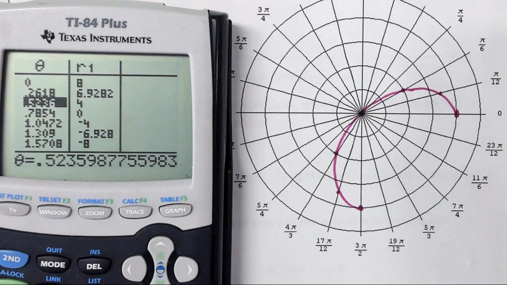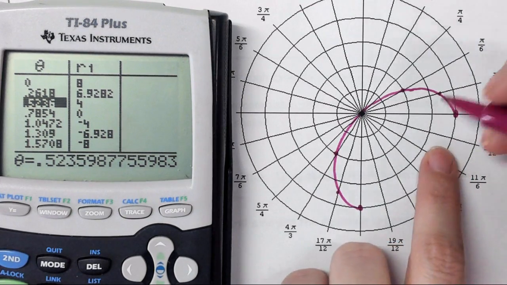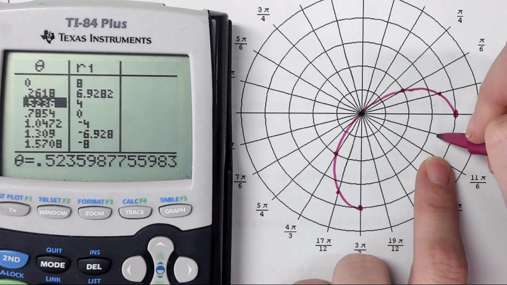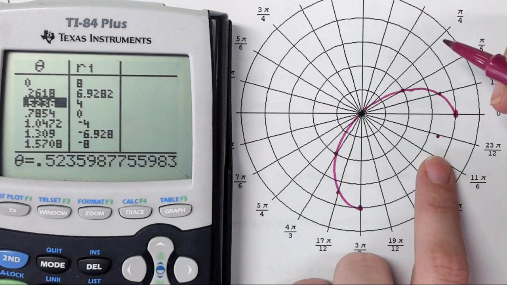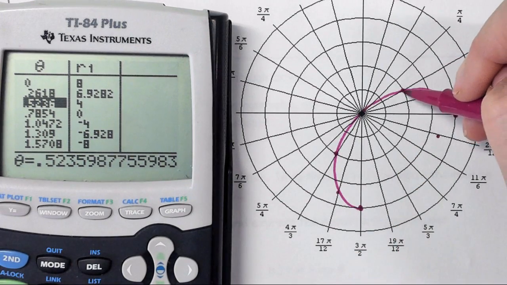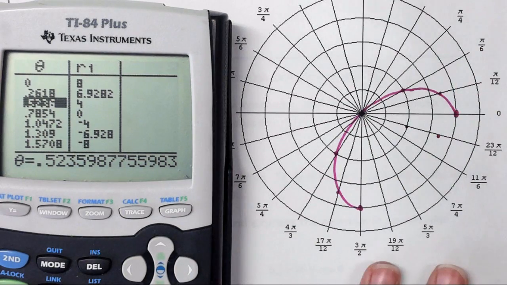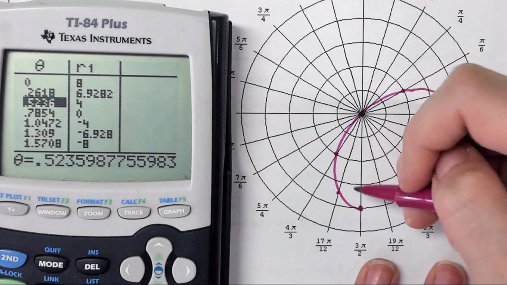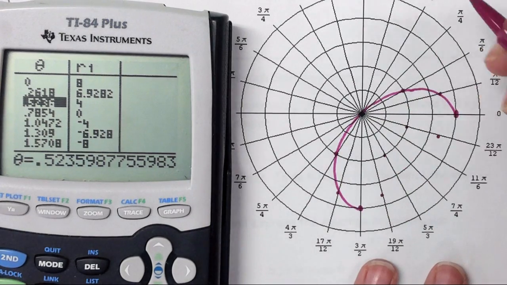So here's a little shortcut. Remember we said that they're symmetrical. So if this is here, this one is going to be right across from it. This is actually fun. It's like a flower. Isn't it cool? And so when you graph it, you don't have to go in order.